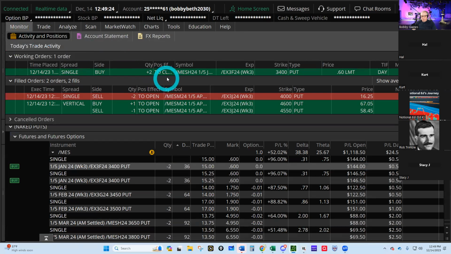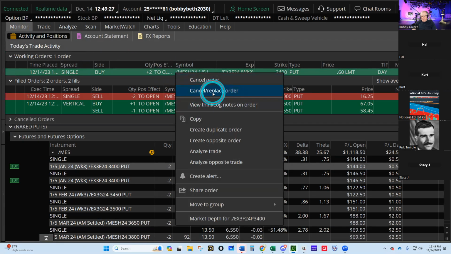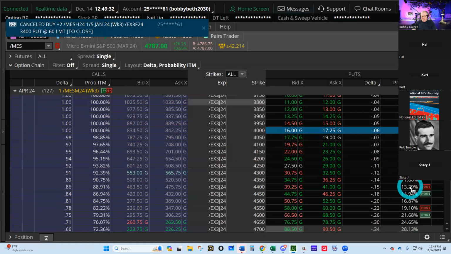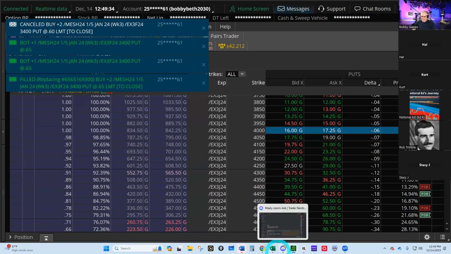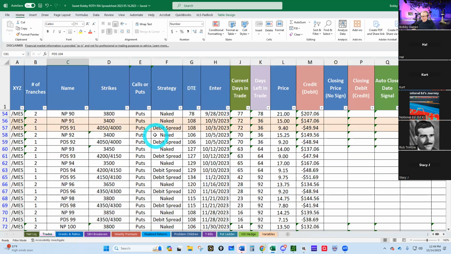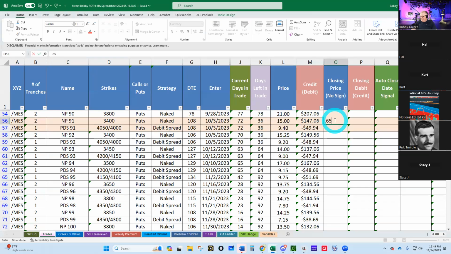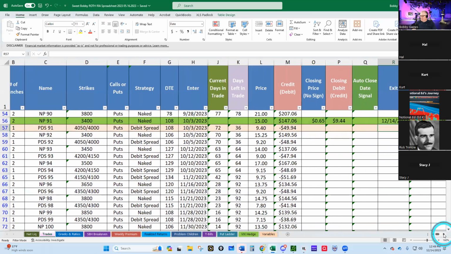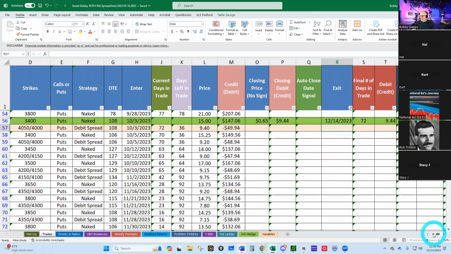Come on, little baby. Let's bump it up a little bit. All right, so we're out at 65. 3400s at 65. 3400 naked at 65. We did two of those, right? 0.65. We got out of those on 12, 14, 23. Okay, beautiful. Did we make Applebee's money? Yes, we did. $137 on those.